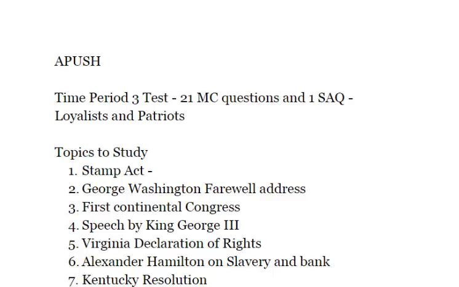Your test is made up of 21 multiple choice questions from the topics below, from the Stamp Act all the way down to the Kentucky Resolution. And then it's made up of one SAQ, and the SAQ is going to be covering the American Revolution and really gets into the Patriots and the Loyalists. You'll need to know who both those groups were for your short answer question. Okay? Now, the topics to study, the Stamp Act.